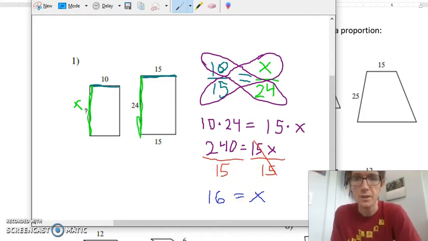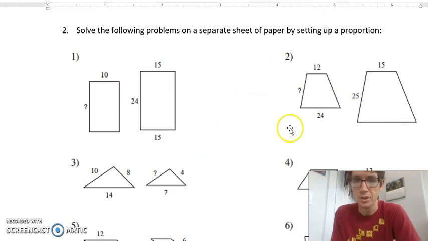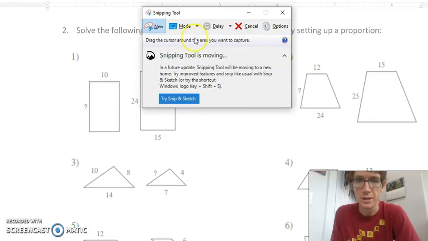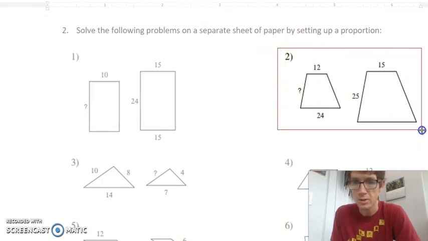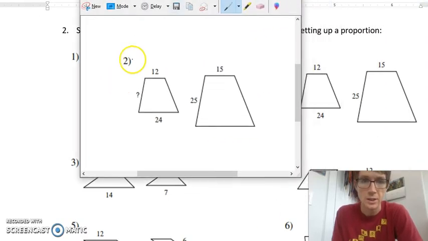So let's see. Next step, let's look at number 2, just to put it into a little bit more perspective. So let me grab a screenshot of that. So I'll do 1 and 2, and then I'll do one of the algebra problems as well. So let's see.